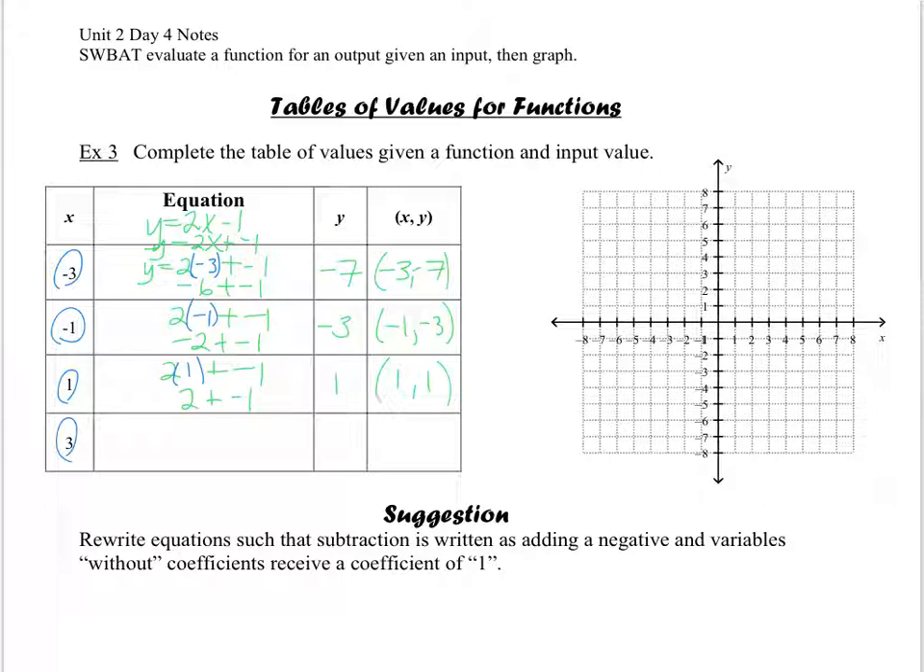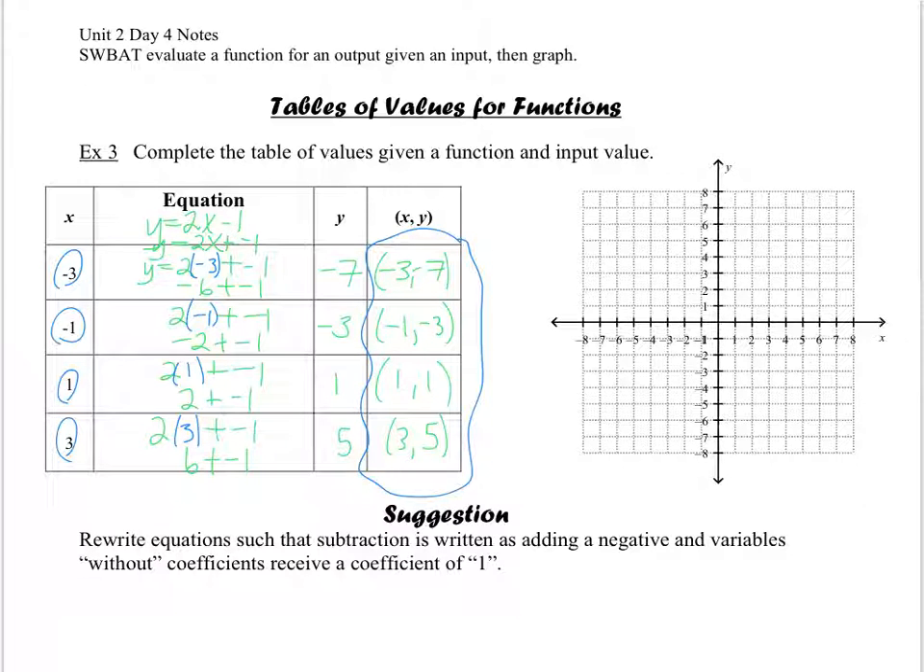Last but not least, we have 3. So we have 2 times x, or 2 times 3, plus negative 1. 2 times 3 is 6, plus negative 1 is 5. And so I get 3 comma 5. So I've generated this list now of 4 ordered pairs that are solutions to the function 2x minus 1 equals y. And I'd like to go ahead and graph these solutions to see the outcome.